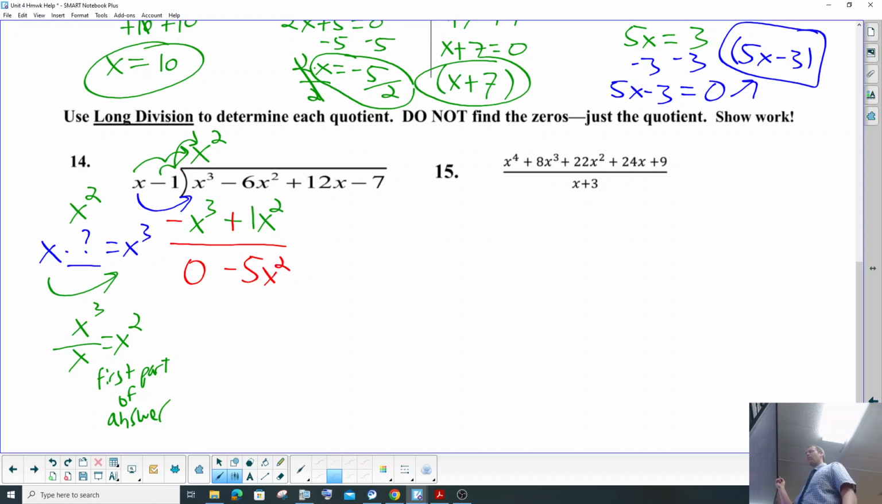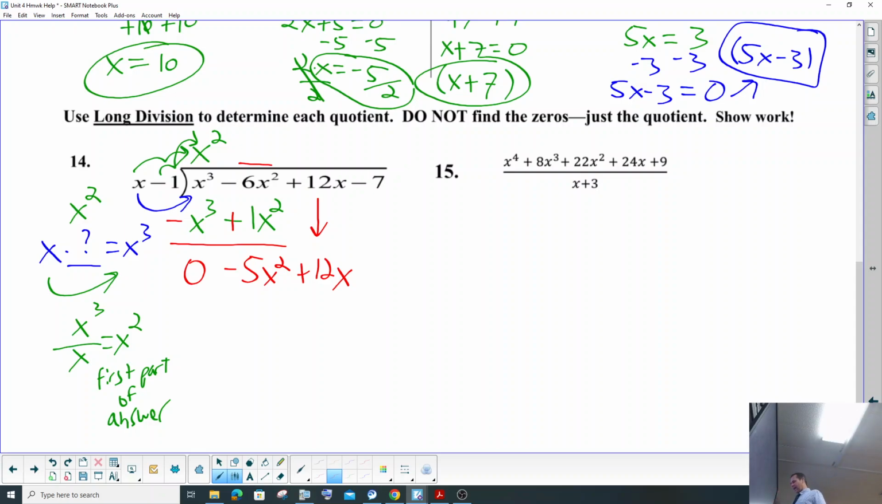Remember? And then what do we do next? Do you remember? Pause me. What do we do next? So then we bring down the plus 12x, and then it starts all over again. How does x become a negative 5x squared? What do we multiply it by? And that goes up here. We're actually helping you on the odds, not the evens. So we'll jump over to here next.